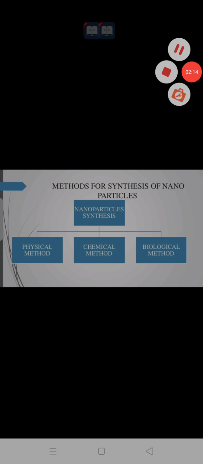So these are the methods for synthesis of nanoparticles. If you want to synthesize the nanoparticles, we have to use various methods. It may be chemical method or physical method or biological method. By using these 3 methods, you can produce the nanoparticles, and with the help of nanoparticles, you can produce different products and byproducts. Those are useful for human beings.